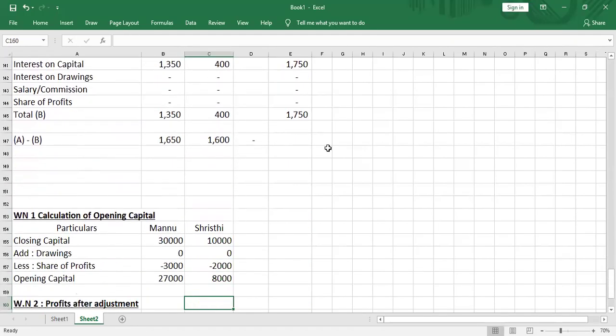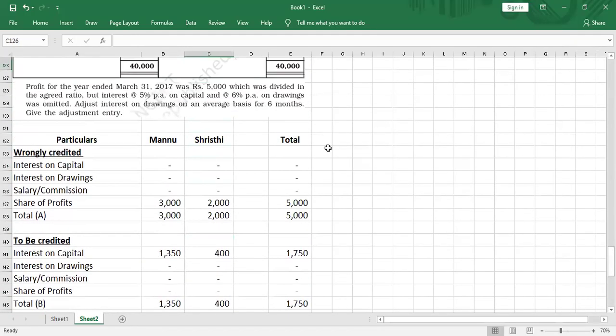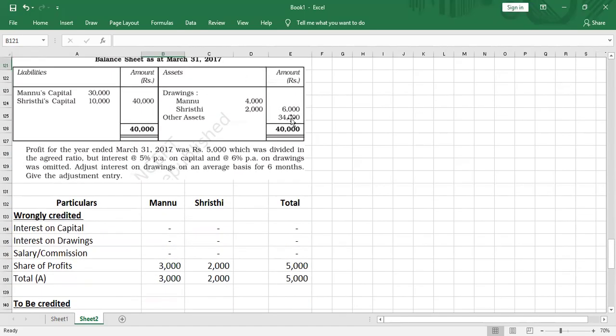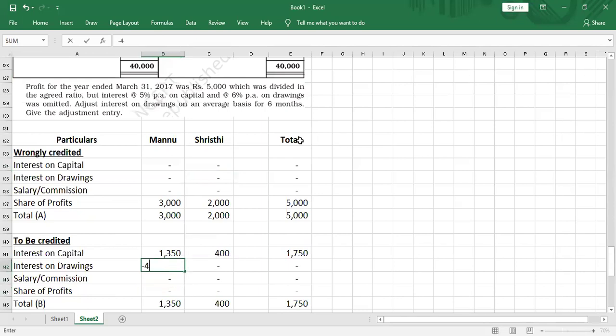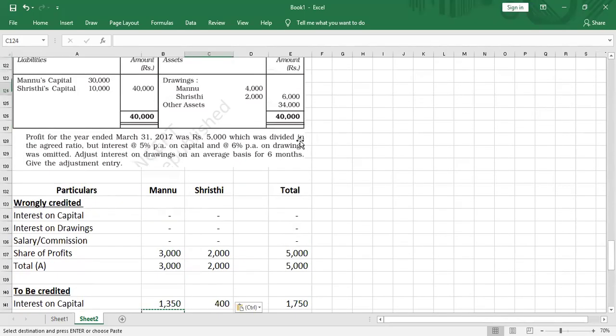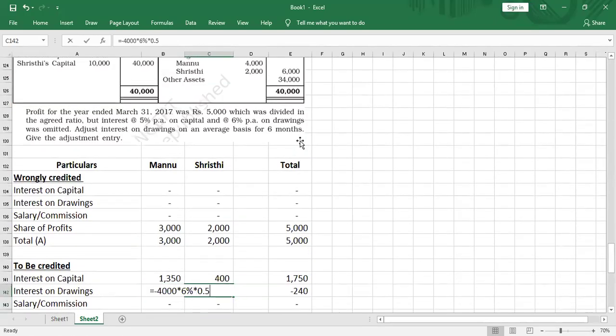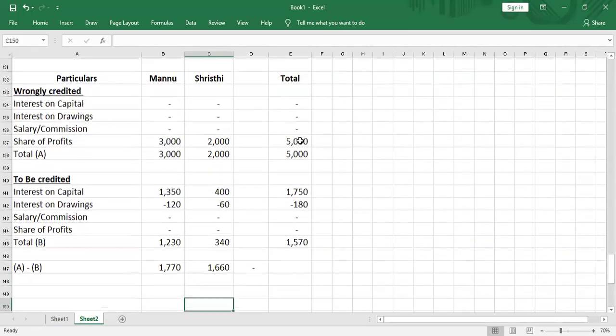Am I right or not, my dear children? Yes. And interest on drawings is to be provided at the rate of 6% per annum. Interest on drawings is always provided as a negative number. Drawings amount is given as 4,000 and 2,000 in the question. So we calculate interest on drawings on that. Minus 4,000 into 6% into 6 divided by 12. We've been told to calculate at the rate of 6% per annum for an average period of 6 months. So I'm doing 6 divided by 12. 3,000. Understood or not, my dear children?